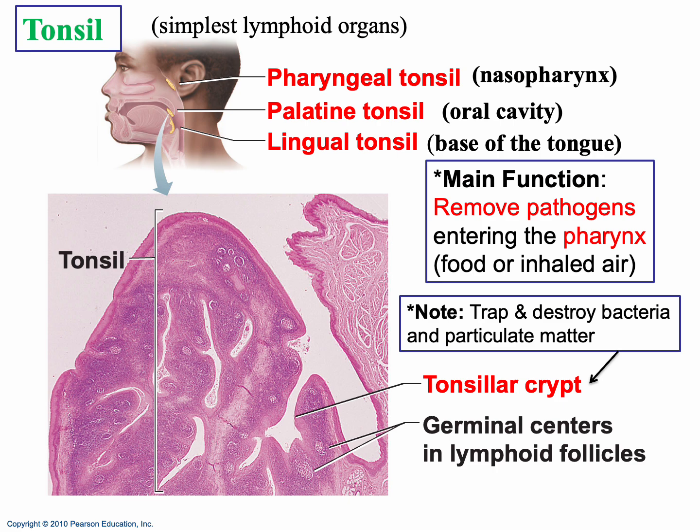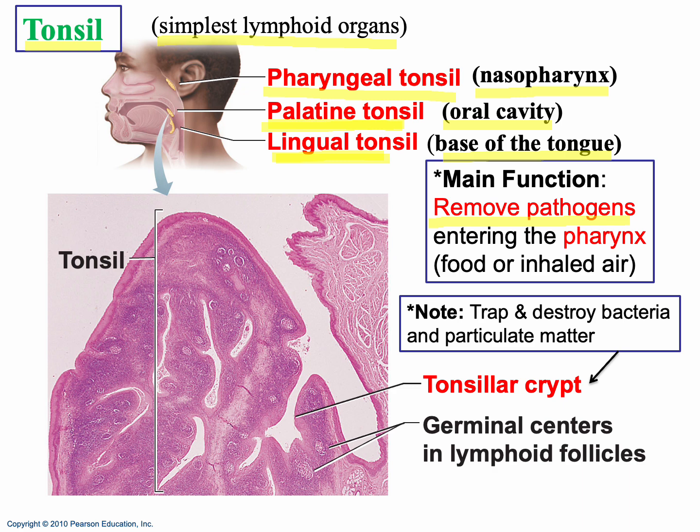We now take a look at the tonsils, the simplest lymphoid organ. You can see the tonsils are found in a variety of locations. We have the pharyngeal tonsil, found up near the nasopharynx, the palatine tonsil in the oral cavity, and the lingual tonsil at the base of the tongue. Major function of tonsils is removal of pathogens such as bacteria or viruses.